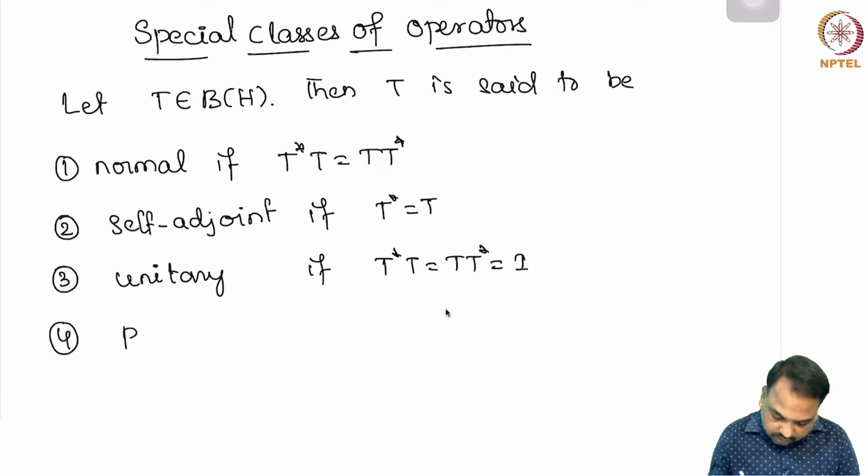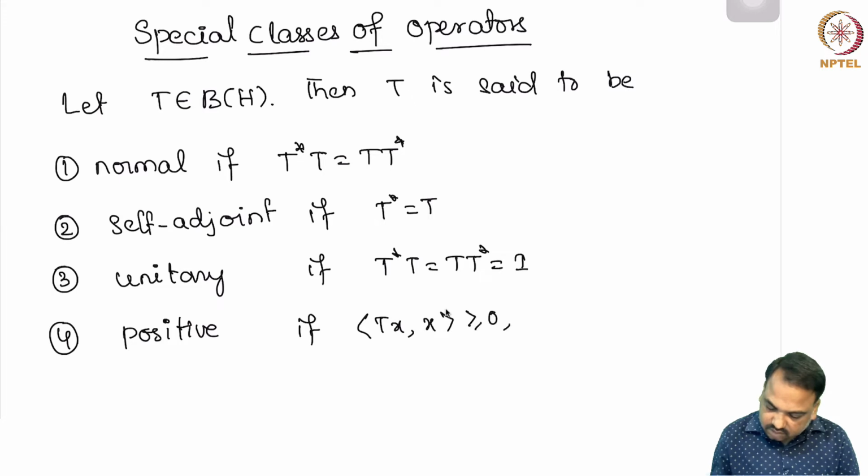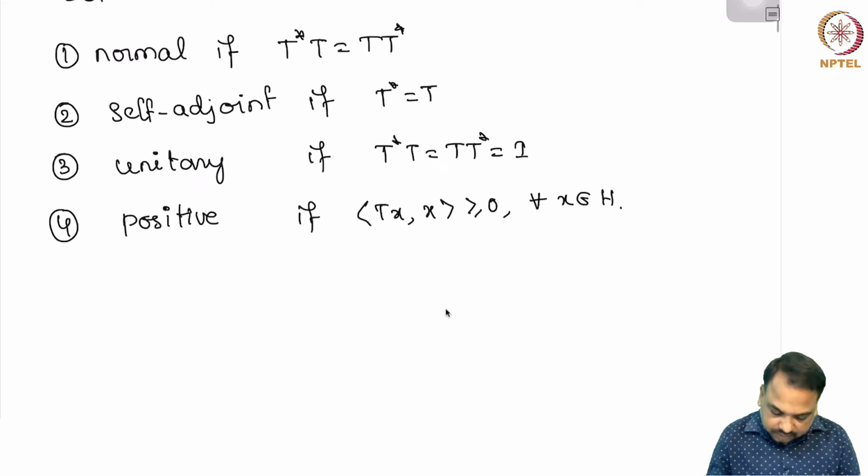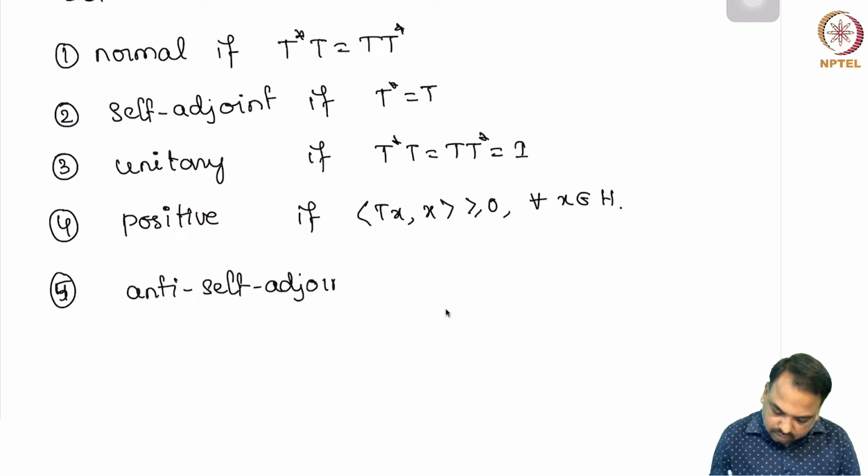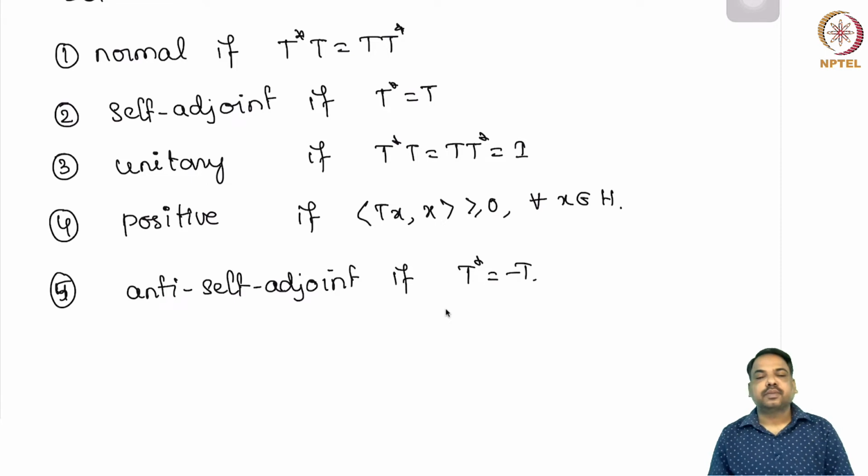T is said to be positive if the inner product of Tx with x is positive for every x in H, and anti-self-adjoint if T star equals minus T.